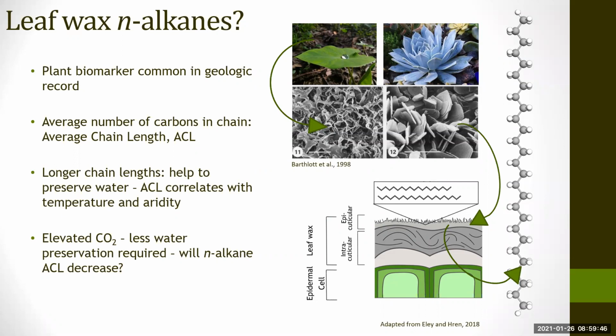So where does elevated CO2 come into this? Well, elevated CO2 may decrease the amount of water that plants need a bit. So they might need the protection of their n-alkanes less, so we might see a decrease in ACL. And if we do, this means we need to reevaluate some of our interpretations of n-alkanes in the geologic record, which normally get put down to temperature or changes in vegetation type.